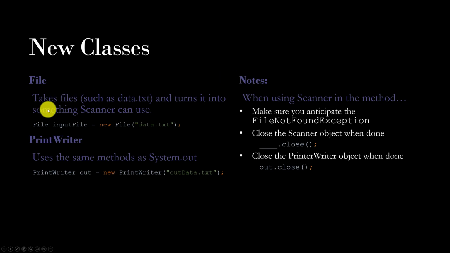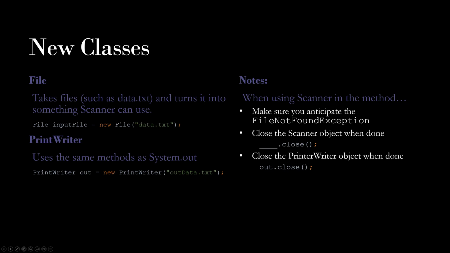File and PrintWriter are what we'll be looking at. Files take things such as text files and turn them into something the scanner can use. So what we'll be doing is creating these file objects and creating scanner objects from them. Notice that the file is in quotes. For PrintWriter, we put the file also in quotes here.